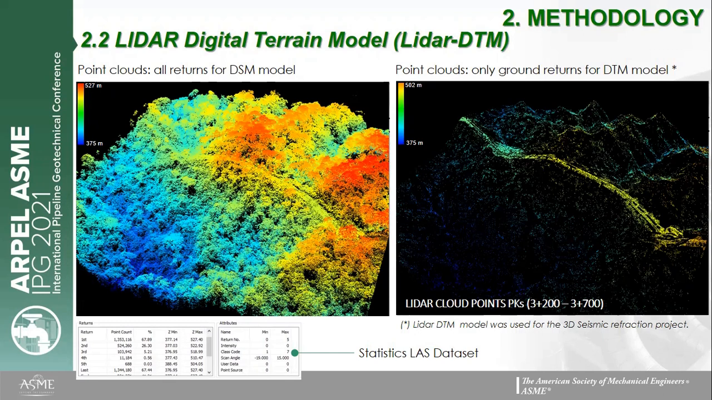This is the high-density LIDAR digital terrain model topographic information that has also been used to build a P-wave velocity model around the pipeline. At the left of the slide, you will see all the point clouds returned for the DSM model, and on the right, only the ground returns for the DTM model.